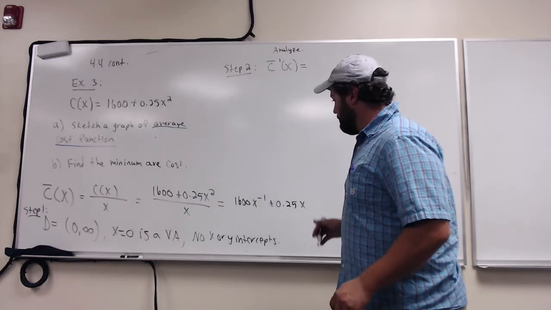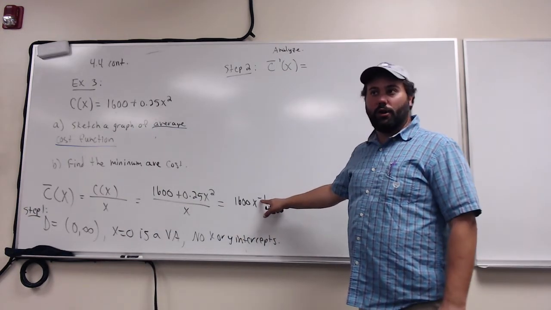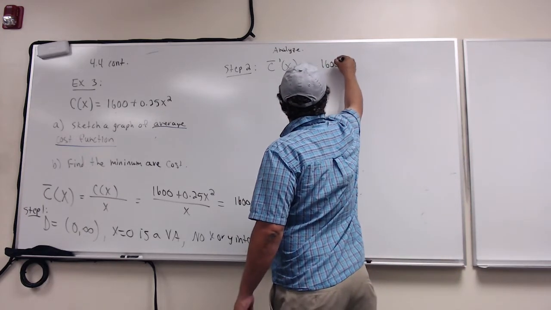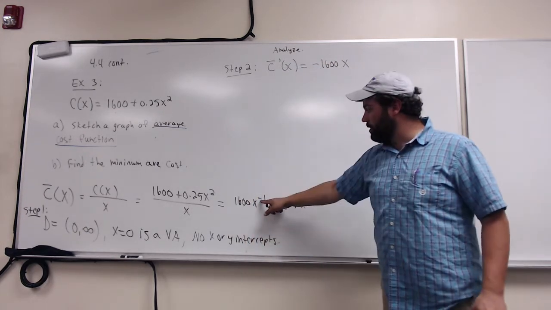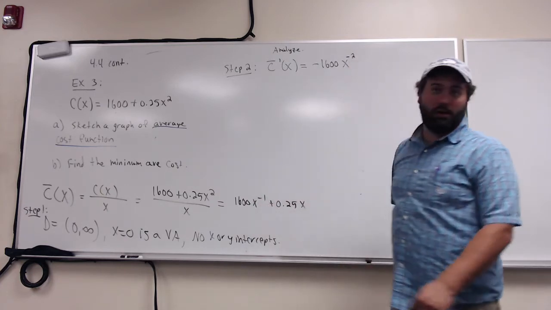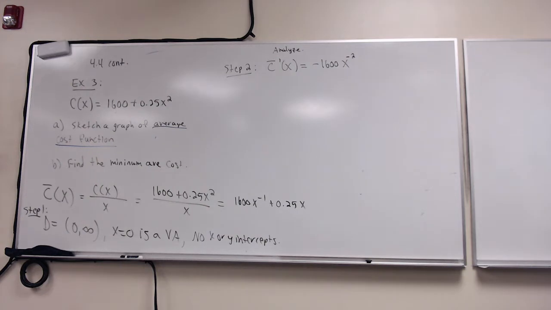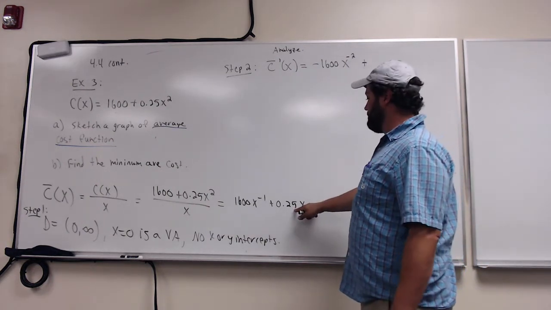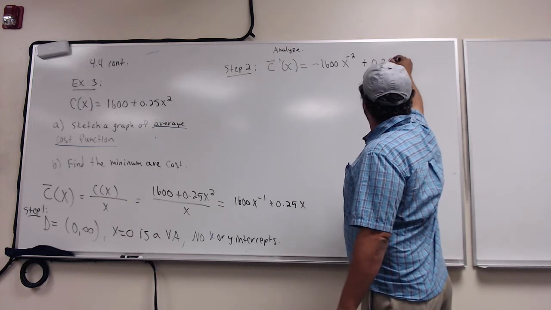So what's the first term going to be? I take this minus 1 and I bring it out front. So you get a minus 1600x, and then what does the new power become? You subtract 1 and get a minus 2, good. Okay. And then what's the derivative of the second term? The 0.25x just has derivative 0.25.